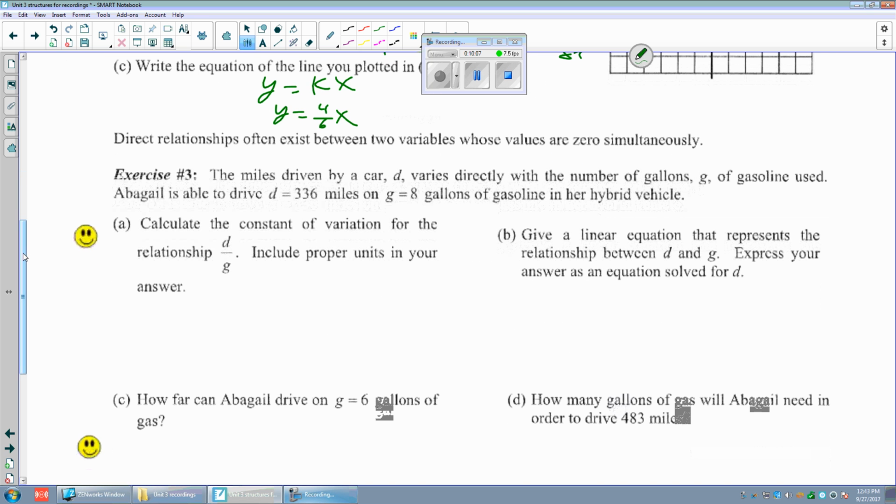Direct relationships often exist between two variables whose values are 0 simultaneously. Really? Often? I thought it was always. Always, buddy. Always.